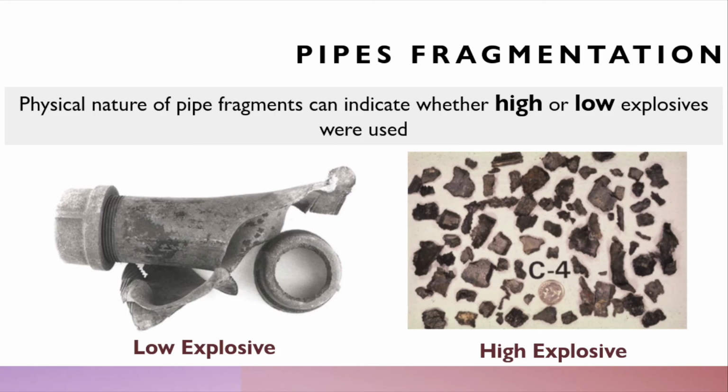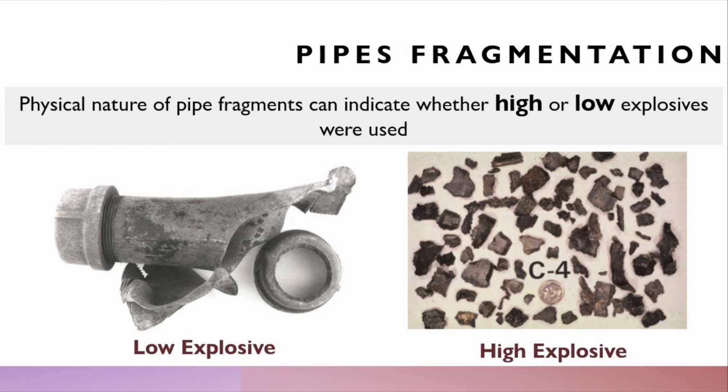Next is the pipe fragmentation. The physical nature of pipe fragments can actually indicate whether a high or low explosive was used. Based on the slide, there are two pictures which are examples of low and high explosive. The pictures illustrate the damage to a similar steel pipe caused by low and high explosive.